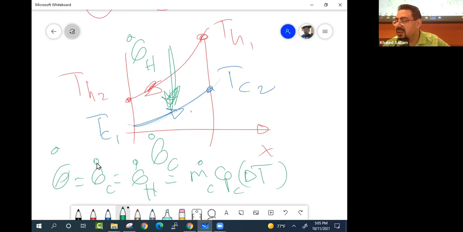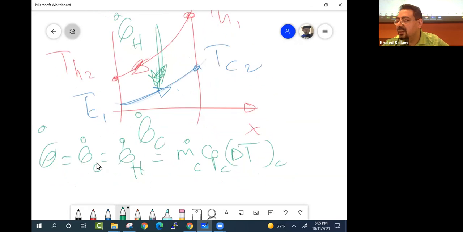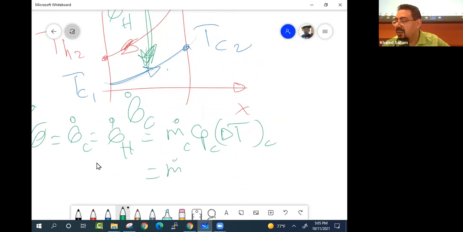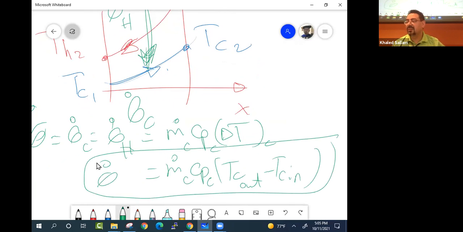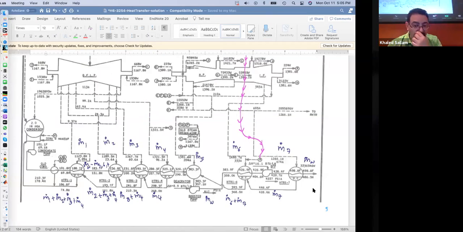So if you're going to do this at the cold side, it would be m dot cold, Cp cold, Tc out minus Tc in. Right? That's what we said. Good. So in the homework, he said, I want to do this for the condenser.